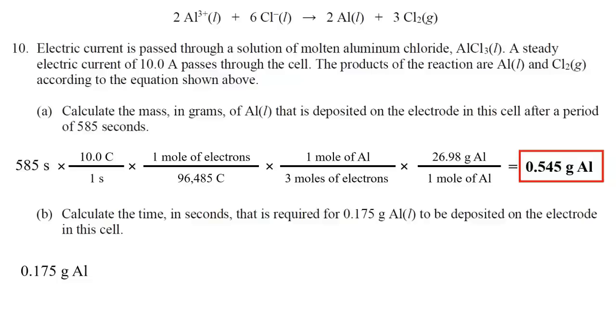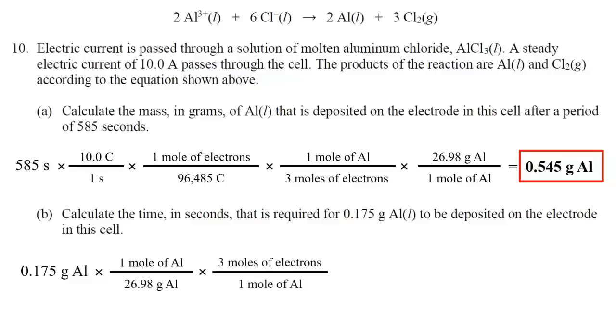I will go from grams of aluminum to moles of aluminum using the molar mass, but now the numbers are going to be flipped because I have the grams on the bottom and the mole of aluminum on the top. I'll be dividing by 26.98. Now I have to go from moles of aluminum to moles of electrons. So it's going to be 3 moles of electrons on top, 1 mole of aluminum on the bottom. My next step is to use the Faraday's constant. It's going to be converting from moles of electrons to coulombs. So 96,485 coulombs on the top, and then 1 mole of electrons on the bottom.